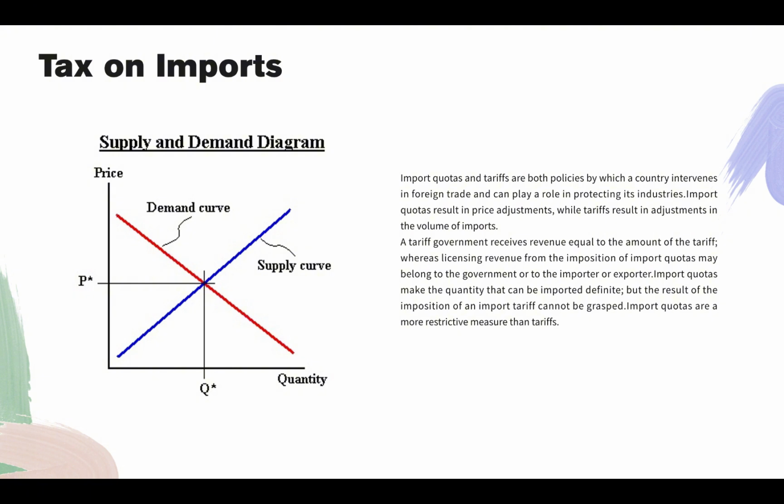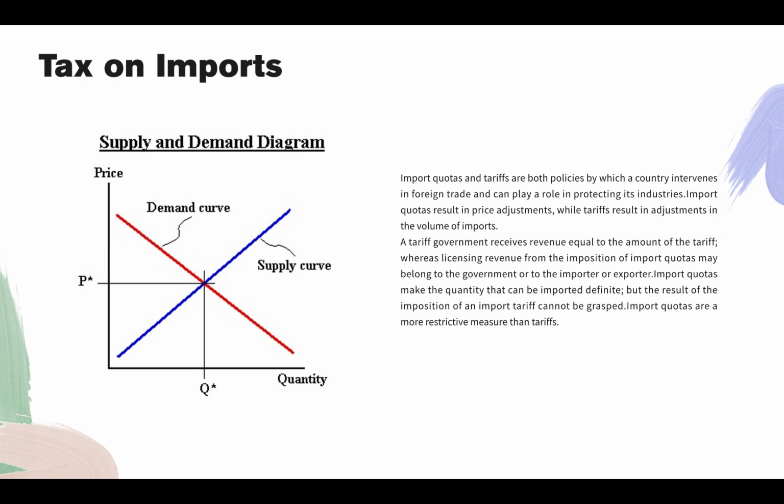The import quotas and the tariffs are both policies by which a country intervenes in foreign trade and can play a role in protecting its industries. The import quotas result in price adjustments, while tariffs result in adjustments in the volume of imports. And the tariff raises the price of imported goods, which decreases demand for imports.